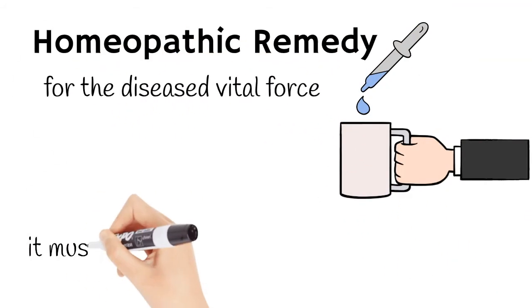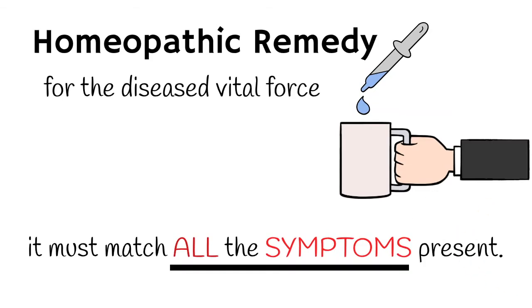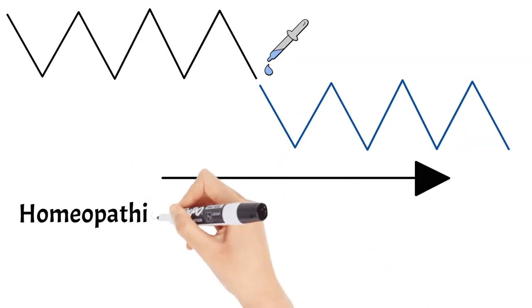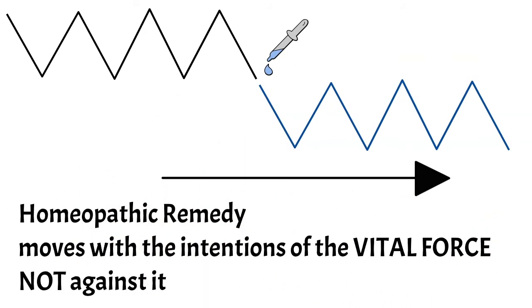It would be effective only if it uses all the symptoms present, as is displayed by the weakened vital force. The remedy is not treating individual symptoms elicited by the vital force, but treating the vital force in and of itself. The homeopathic remedy helps the vital force because it moves in the direction of its intentions, not against it.